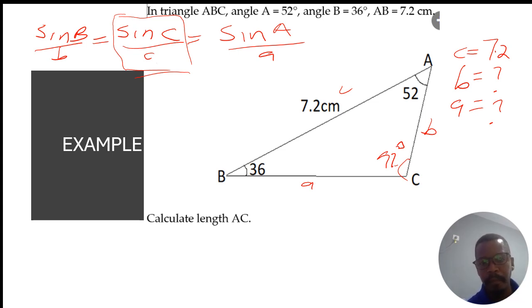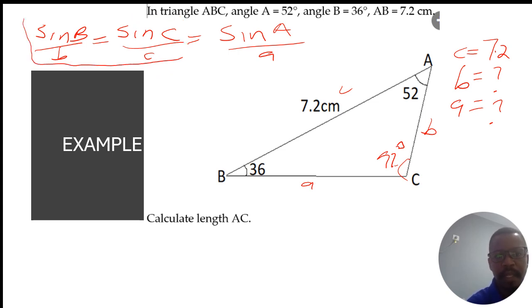And now, what do we want to find? We want to find AC, which is b. So let's go to where there is our b. Here there is no b. There's sine A over small a. So for us to find AC, which is b, we need to go where there is b. So we are going to use this part of the equation. That's how you determine whether I should use the sine rule or not.